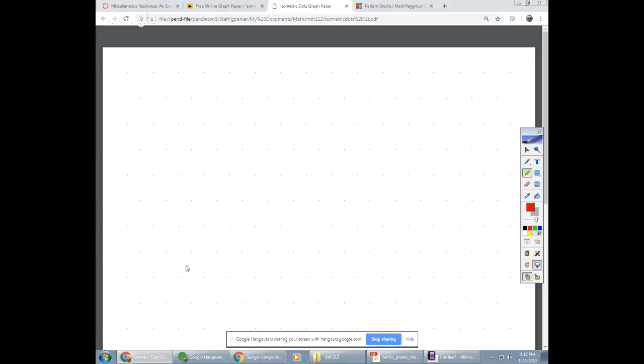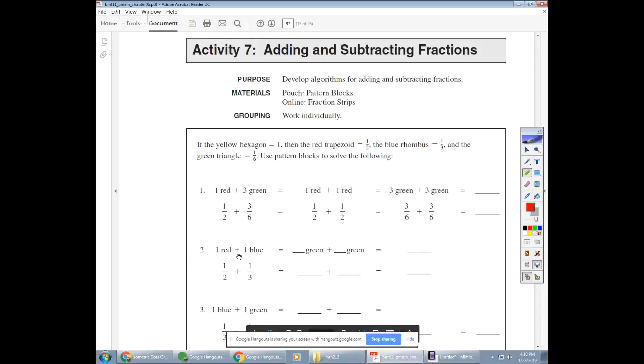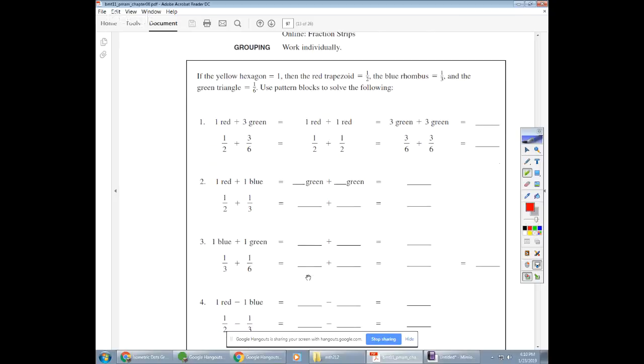So on the first page, we won't worry about drawing pictures. We'll just worry about playing with them. So what you want to do here is, in this case, we could rewrite each of these as a red plus a red, or 3 greens plus 3 greens, and altogether we can come up with an answer of 6/6 or 1 whole, or 2 halves. Either way works okay.